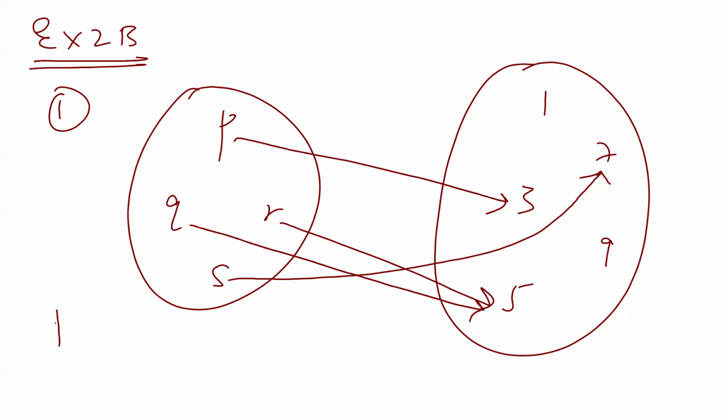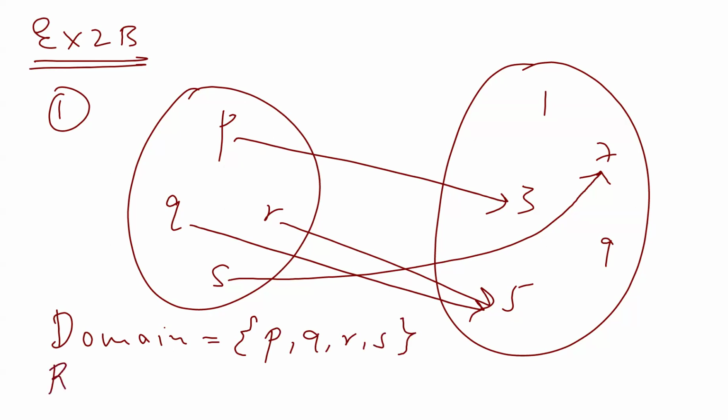So domain is nothing but all objects that are related from the first set. Okay. So each and every object is mapped. From P, one arrow is coming out. From Q, one arrow is coming out. R and S arrows are coming out. So the domain is PQRS. So all objects from the first set which are mapped, or which are related.